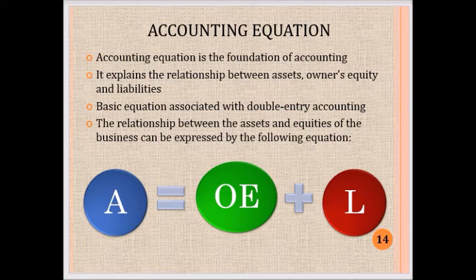The relationship between the assets and equities of the business can be expressed by the following equation. So, the equation is asset equals owner's equity plus liability. So this is the basics. So this is the basic accounting formula. So using this formula, you can also do the double entry bookkeeping, and they also have to be balanced.